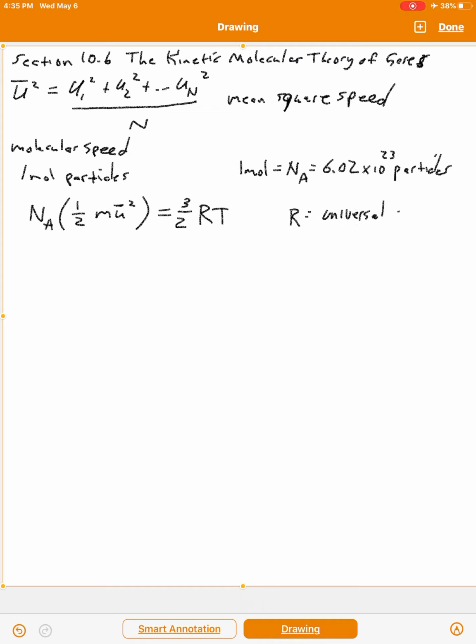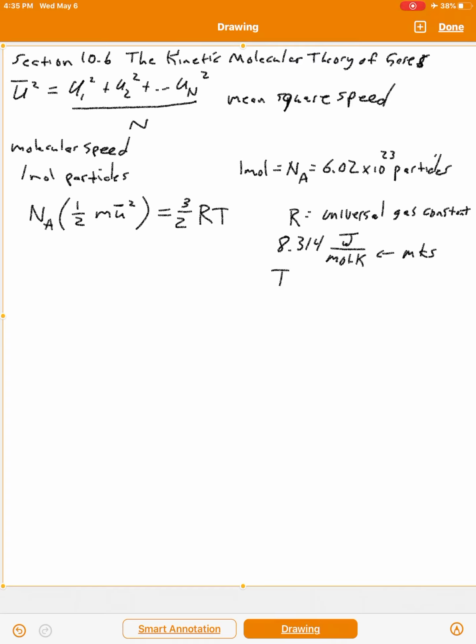for R, you want to use the MKS system value of R, which is 8.314 joules per mole Kelvin. This is the MKS. Remember, meters, kilograms, seconds? That's the MKS system. It's also the SI system, units for R. So it's not 0.08206, although you could use that if you were careful in your calculations. But generally, we're going to use this value of R, 8.314. We're going to keep it in the MKS system.